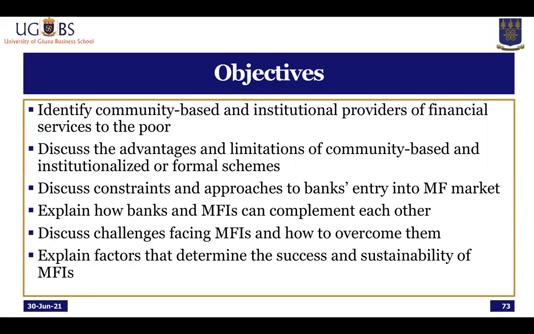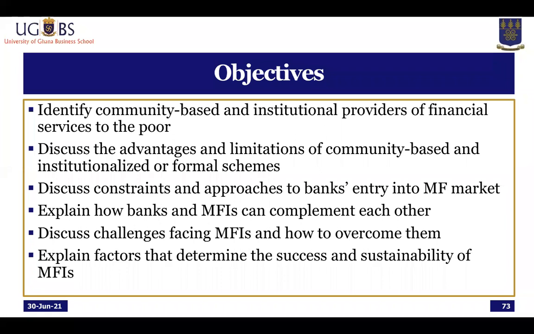At the end of it, among the objectives we want to achieve within the space of supplying microfinance, we should be able to identify community-based and institutional providers of financial services to the poor. Then we should also be able to discuss the advantages and limitations of community-based and institutionalized or formal schemes. So in terms of supplying microfinance, what are the pros and cons of both community-based ones and formalized or institutional schemes? As one who completes this class, you should be able to discuss the constraints and approaches to bank entries into the microfinance market and explain how banks and MFIs can complement each other, discuss the challenges facing MFIs and how to overcome them, and explain the factors that determine the success and sustainability of MFIs.